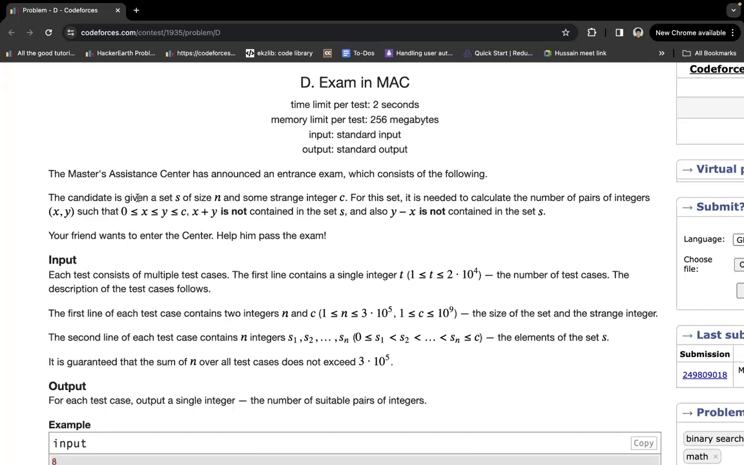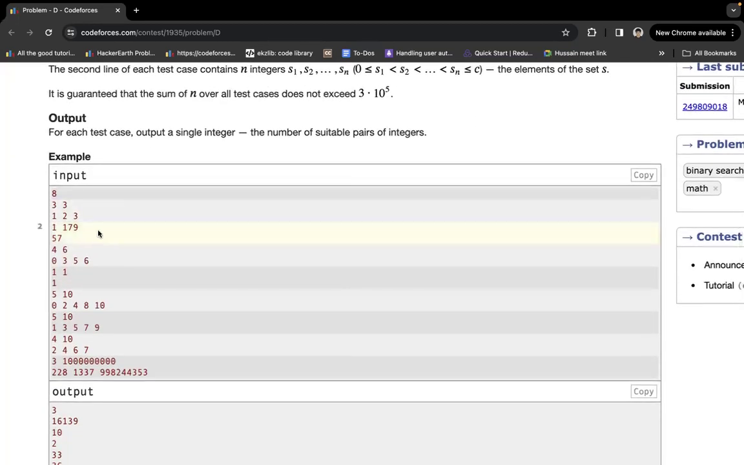So what are we given in this problem? You are given a set S of size n and some strange integer c. For this set, you need to calculate the number of pairs of integers x comma y such that x smaller than or equal to y smaller than or equal to c. X plus y is not contained in the set S. Also, y minus x is not contained in the set S. Okay. We are also given an example.